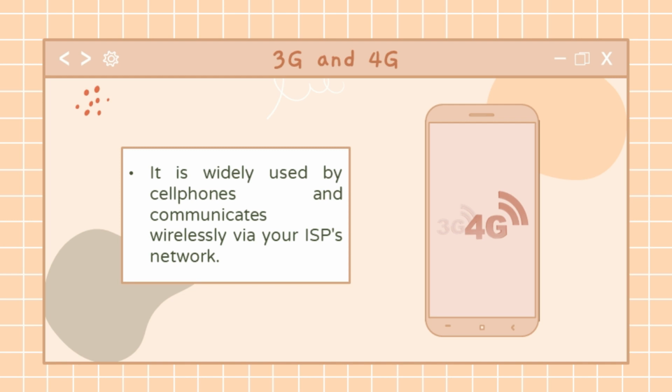3G and 4G. The G in 3G and 4G stands for generation, where 4G is faster than 3G when it comes to internet speed. It is most widely used by cell phones and communicates wirelessly via your ISP's network. Unluckily, several things can affect your mobile internet speed, such as your coverage area, the amount of network data traffic at a time, how often you move from place to place. Other devices may also affect how you receive connection, and especially, it is limited when you are using a promo load. Therefore, this type of connection is not reliable for professional use.